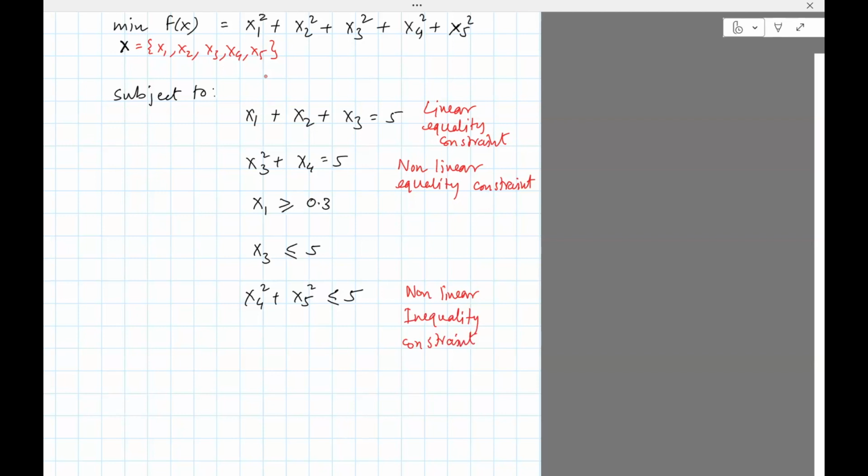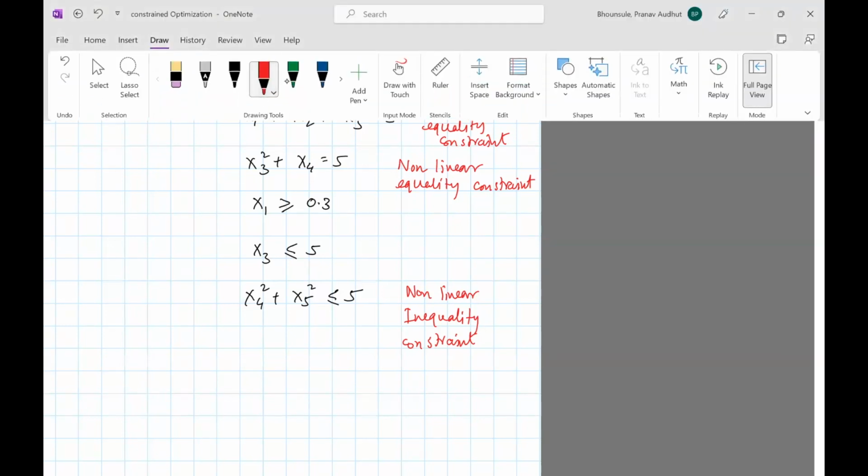constraint. Okay, we're left with 2 more, x1 greater than 0.3, x3 is less than 5. Now you could treat them as constraints, but some optimization software would rather want you to put bounds. So x1, x2, x3 are variables which are bounded. They cannot have any value. So we can actually put them as bounds.